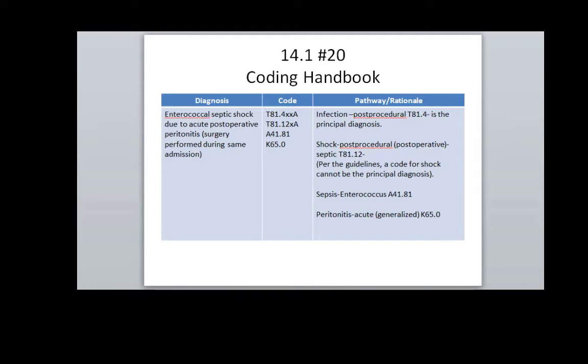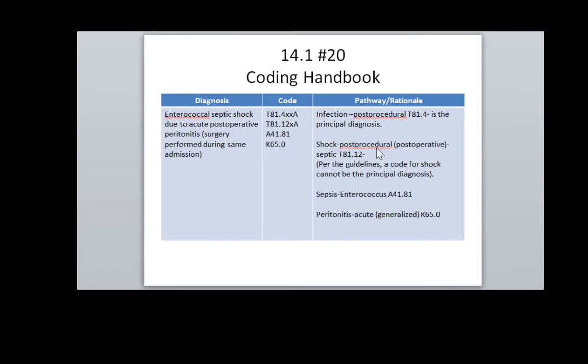The first thing I've done here is show you the pathways. So the first code, infection, post-procedural, because this is due to acute post-operative peritonitis. So the subterm we're looking for is post-procedural, and that'll take us to 281.4, and that will be the principal diagnosis. We'll have to look at how we get these extra characters, and we'll look at that during this podcast.